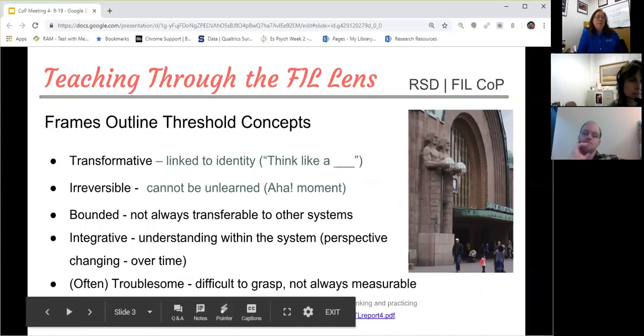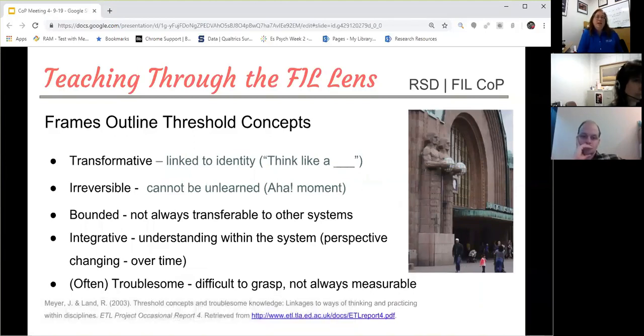So you should remember that Jesse talked to us about the threshold concepts. The framework for information literacy is all about threshold concepts. The frames are the threshold concepts as laid out by the ACRL. Just a brief refresher, since it's been a couple months since we looked at them: threshold concepts are transformative. This is where people start to think like, and you can fill in the blank, an educator, a mathematician, a biologist, etc.